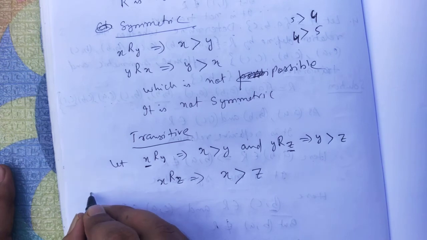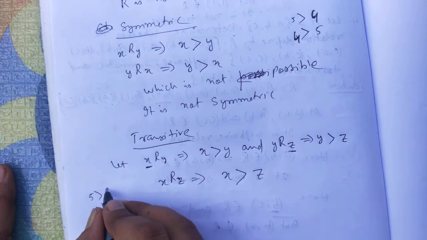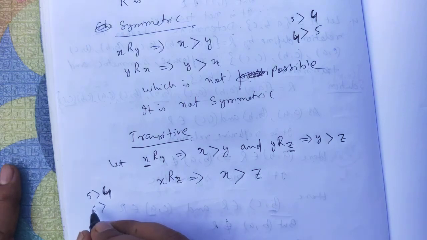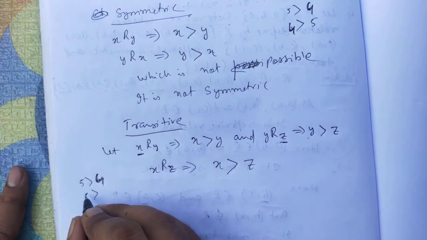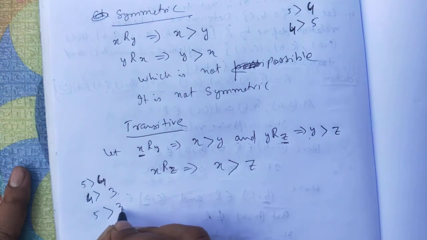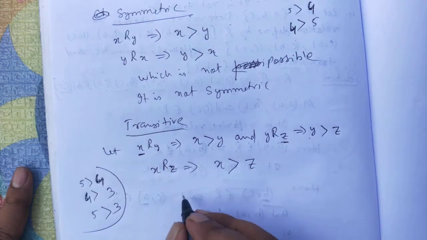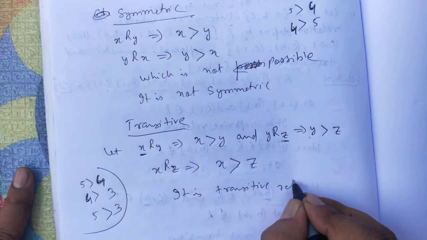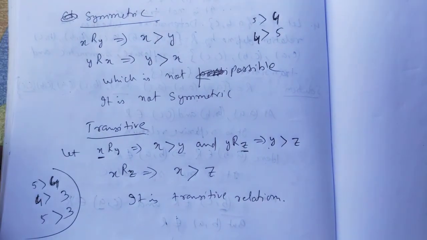5 is greater than 4, and 4 is greater than 3, that means automatically 5 is greater than 3. This condition is satisfied, that's why we can say that it is transitive. Clear? You can pause the video to write the solution. Thank you.